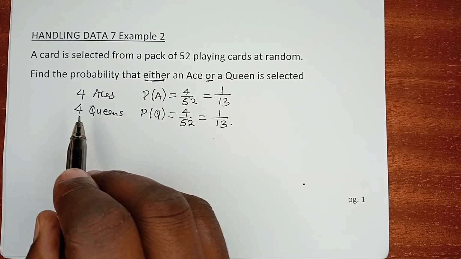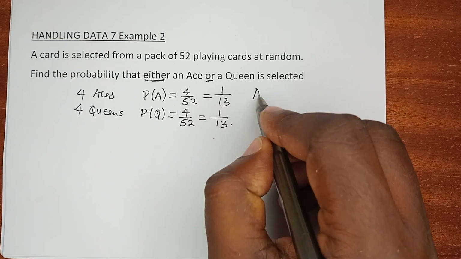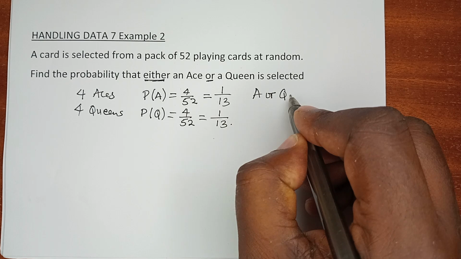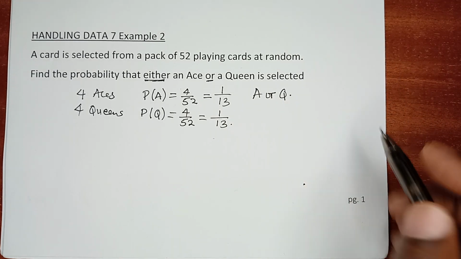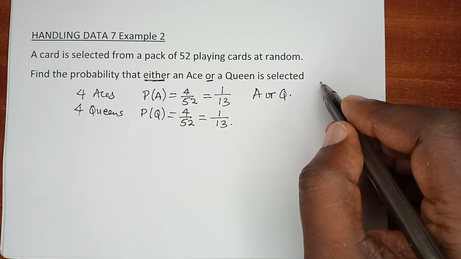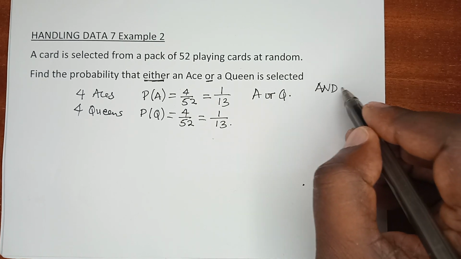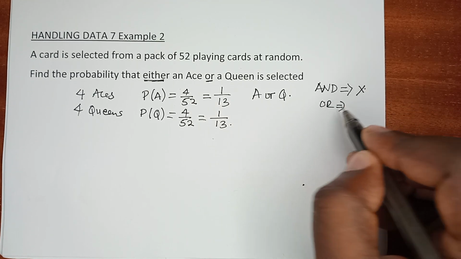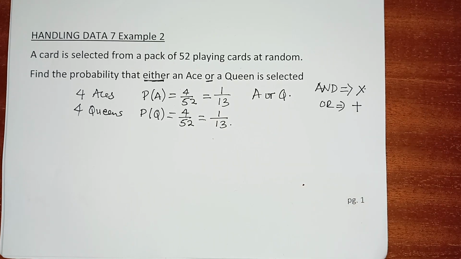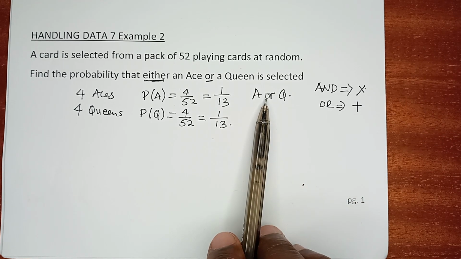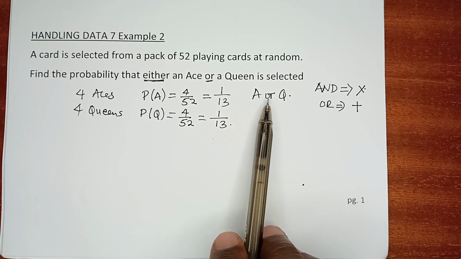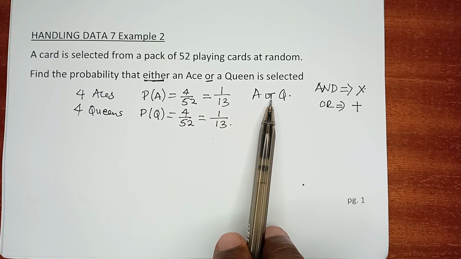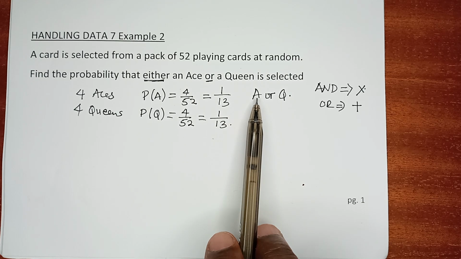So the probability of getting an ace or a queen, and as we have elaborated above, we have two keywords to take care of. The word and is interpreted by multiplication sign. The word or is interpreted by addition. Because or means you either have an ace or a queen, not both. That means these are mutually exclusive events. If you have one, you cannot have the other at the same time.